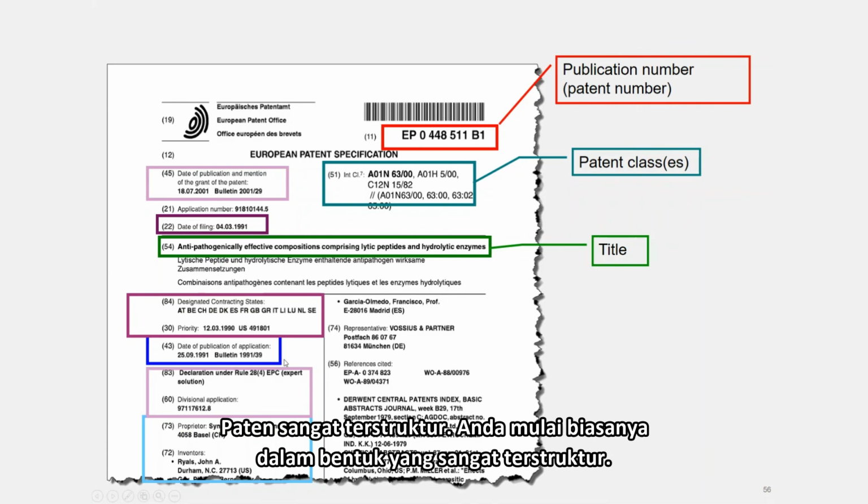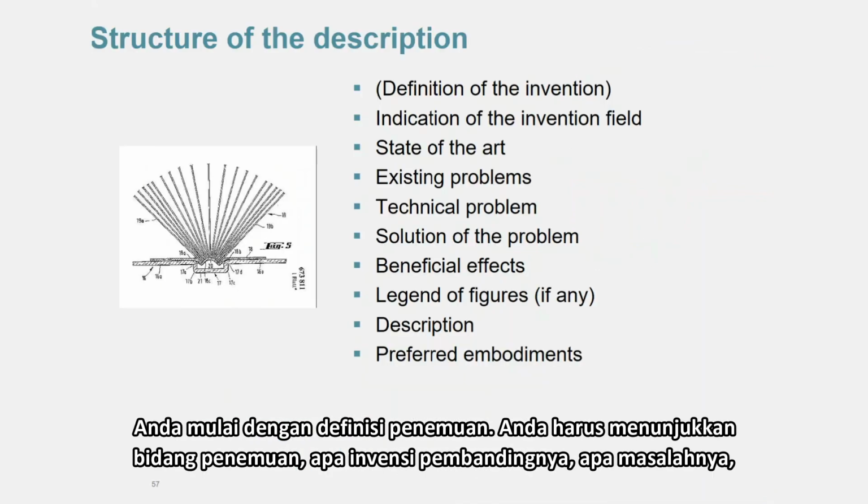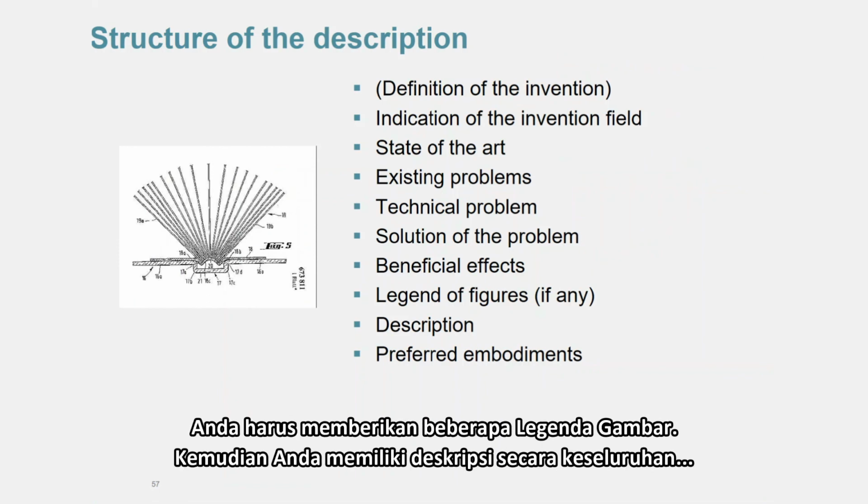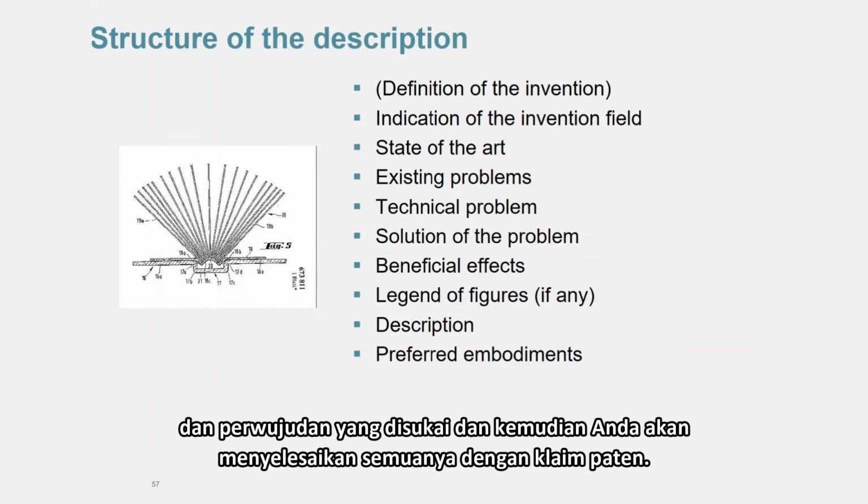Then, a patent is very structured. You start normally in a very structured form with the definition of the invention. You have to indicate the invention field, what is the state of the art, what was the problem, what is the solution to that problem, and what are the beneficial effects. Then if you have some figures, you have to give a legend of figures. Then you have the description as a whole and preferred embodiments, and then you finish everything with a patent claim.